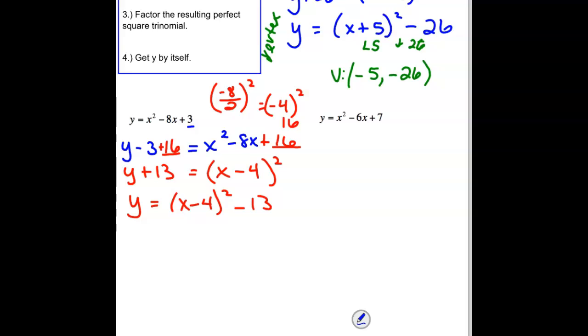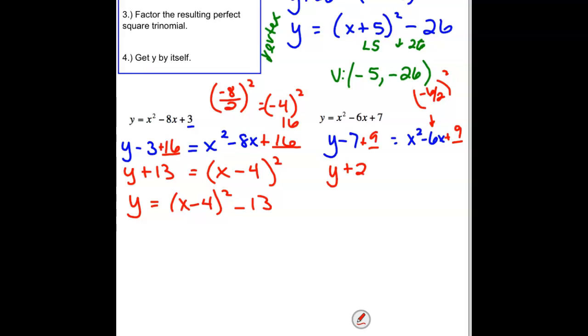All right, let's check what you did. Step 1, you should have subtracted the 7 to the other side. Then you should have completed the square, figuring out what's that missing piece. So we take our b term, -6, cut it in half, which would be -3, and then square that, which would be 9. So you should have added 9 to both sides.